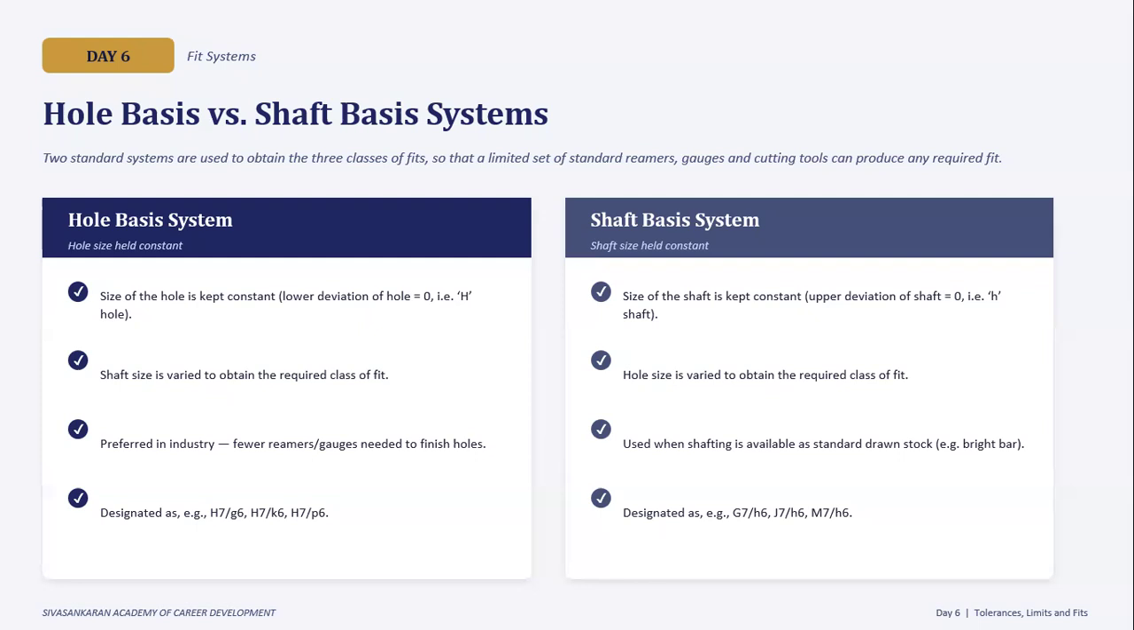In the shaft basis system, the shaft size is kept constant and the hole size is varied. The shaft is designated using the lowercase letter h. Examples include G7/h6, J7/h6, and M7/h6. This system can be more useful when standard drawn shaft or bar stock is readily available.